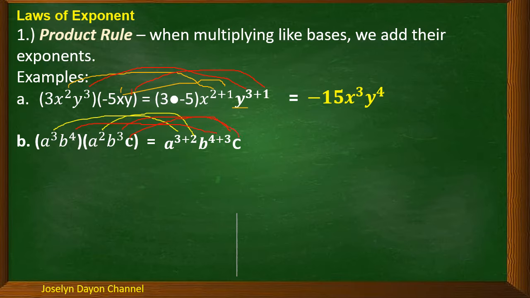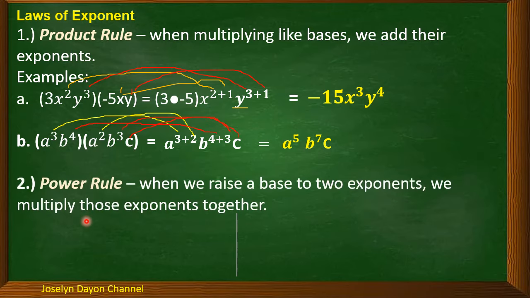Now, we have to simplify further. So we have a to the power of 3 plus 2, and 3 plus 2 is equal to 5, while b will have an exponent of 7. So 4 plus 3 is 7, and then just copy c. So this is our answer, a to the power of 5, b to the power of 7, c.